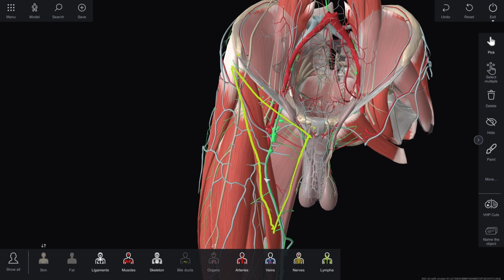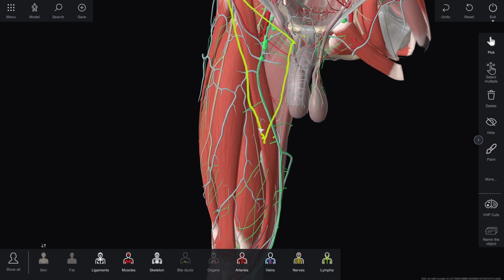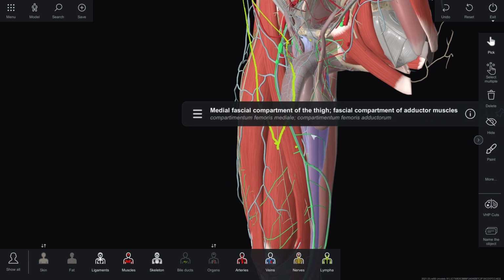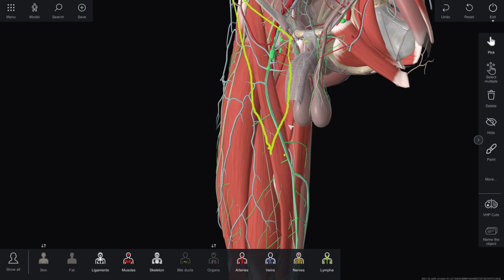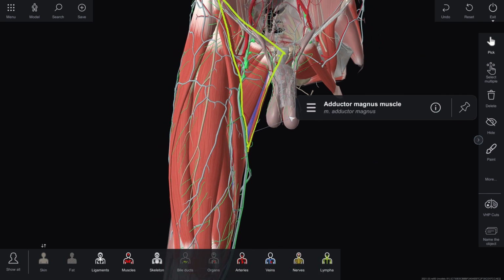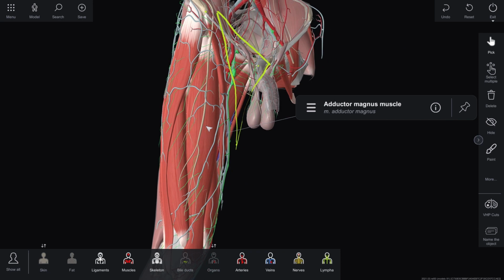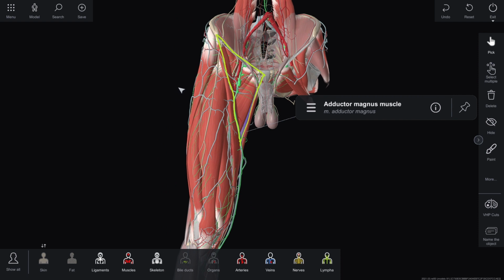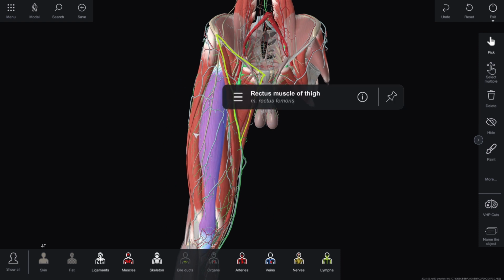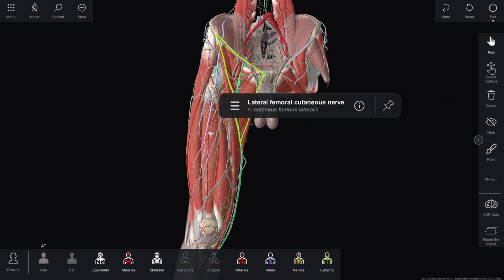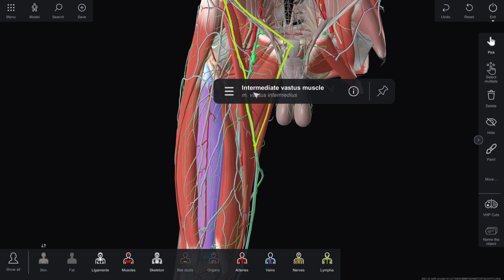Medially, we can see that the femoral triangle communicates with the medial thigh muscle group via the intermuscular septum. Now, we will look at another space known as the Pirogov space, which is located under the iliotibial tract. It communicates with the rectus muscles, the lateral vastus muscle, the medial vastus muscle, and the intermediate vastus muscle.